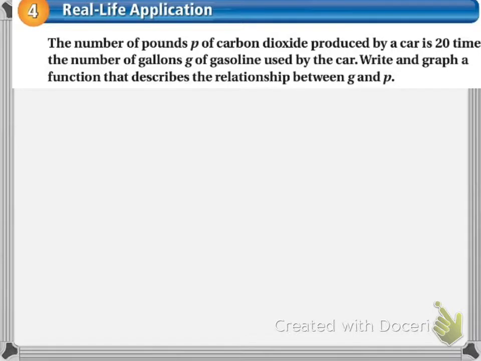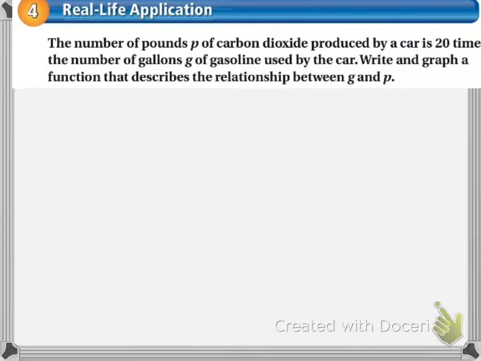Okay, example for real life application. The number of pounds P of carbon dioxide produced by a car is 20 times the number of gallons G of gasoline used by a car. Write and graph a function that describes the relationship between G and P. So let's first do the words.